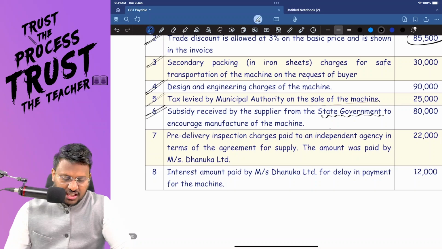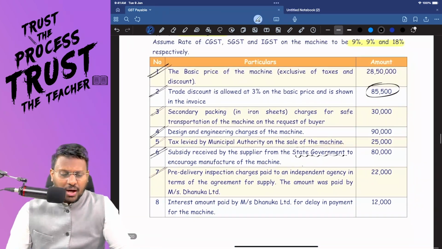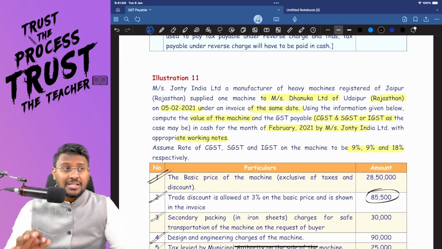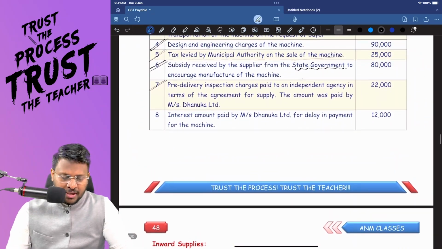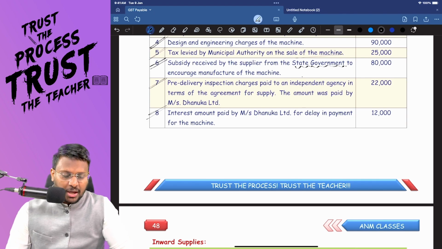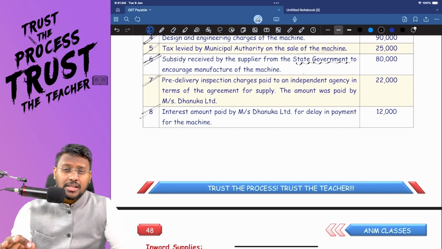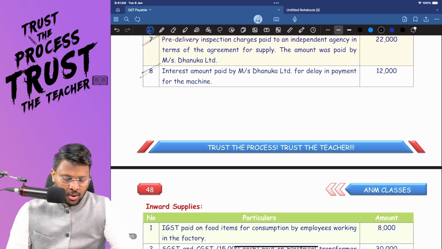Pre-delivery inspection charges paid to an independent agency in terms of the agreement for supply. The amount was paid by Messrs. Dhanuka Limited. Who is Dhanuka Limited? Whether Dhanuka is the supplier or the recipient. Recipient. That means the amount incurred by the recipient on behalf of the supplier should be included in the value of supply. Interest amount paid by Dhanuka Limited for delay in payment for the machinery. That means charges paid for delay in payment of consideration should be included in the value of supply.